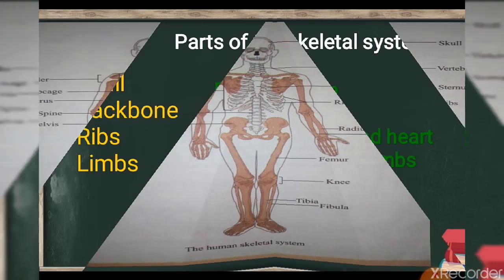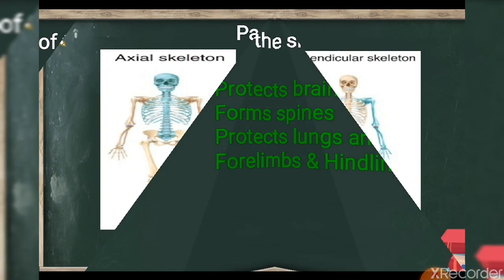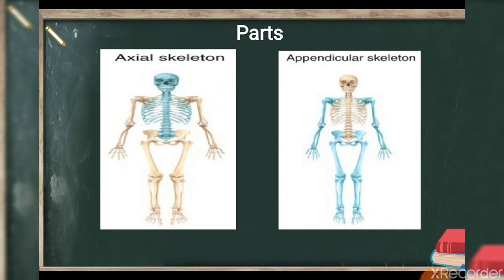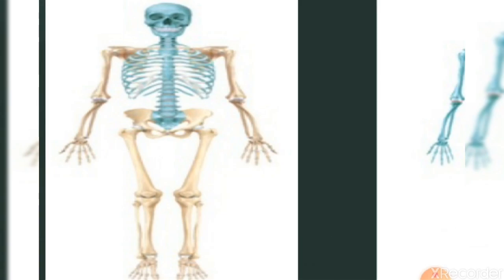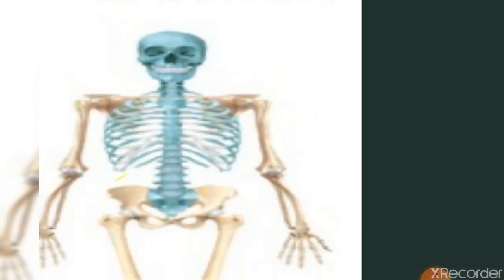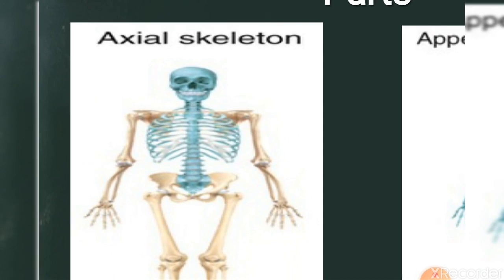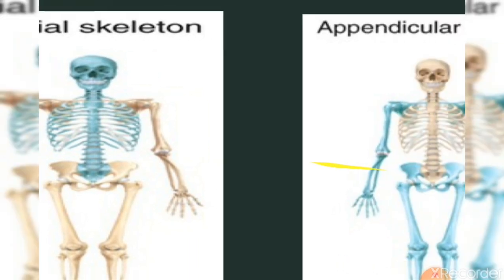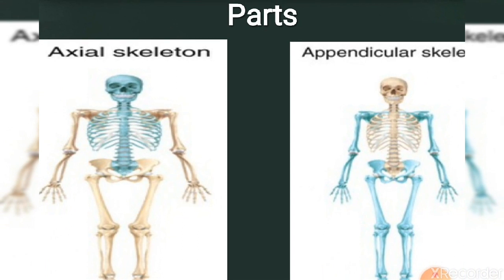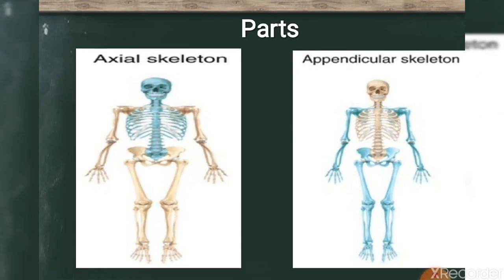How many parts? Two parts. The first part is the axial skeleton, and the second part is the appendicular skeleton. As you can see in the diagram, the blue colored part comes in the axial skeleton, and the light yellow colored part comes under the appendicular skeleton. By seeing these two pictures you can understand what the axial skeleton and the appendicular skeleton are.